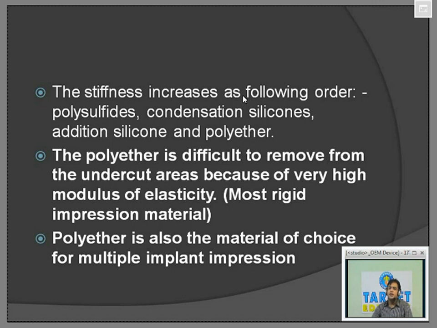Also, you can see the stiffness in increasing order is as follows, from the lowest to the highest. The least is polysulfide, then is the condensation silicone, then is the addition silicone, and the highest stiffness is of polyether.